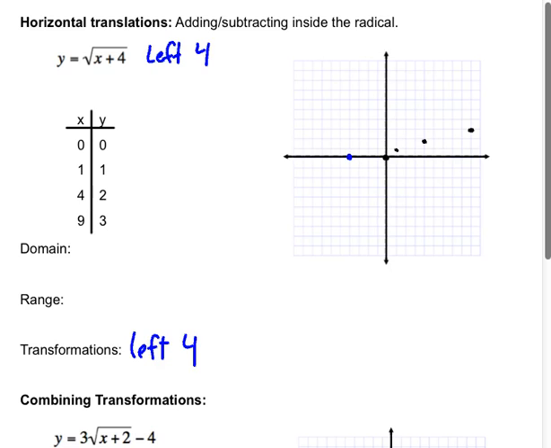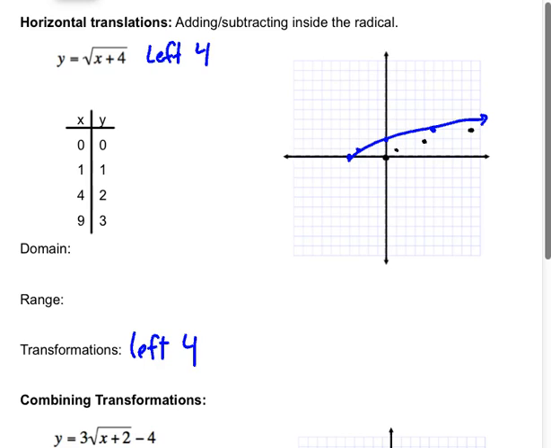So I take every one of those points and scoot them over 4. That one scoots over 4. That one scoots over 4. Scoot over 4. 1, 2, 3. Scoots over 4. And then I get that shape of a flipped over half parabola.